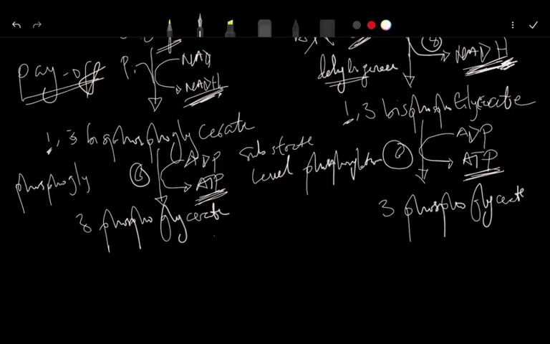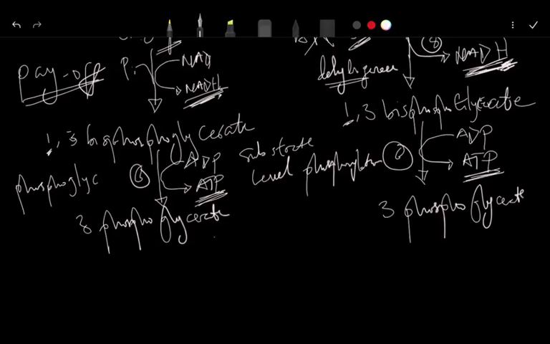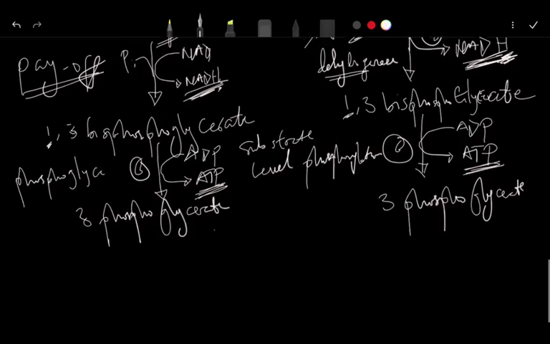Phosphoglycerate kinase. Phosphoglycerate kinase. I know things are becoming jam-packed, but please, I will appreciate you knowing this enzyme. It's very, very important. Phosphoglycerate kinase, because it's an enzyme involved in substrate level phosphorylation.